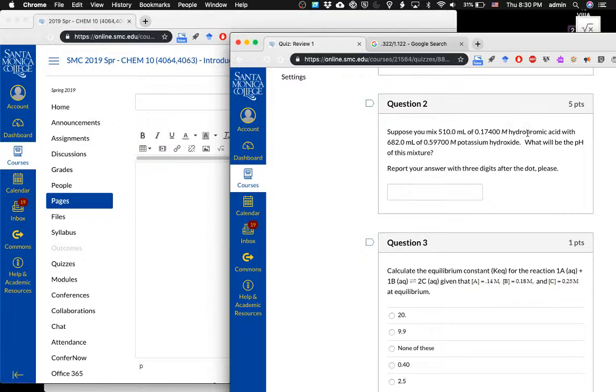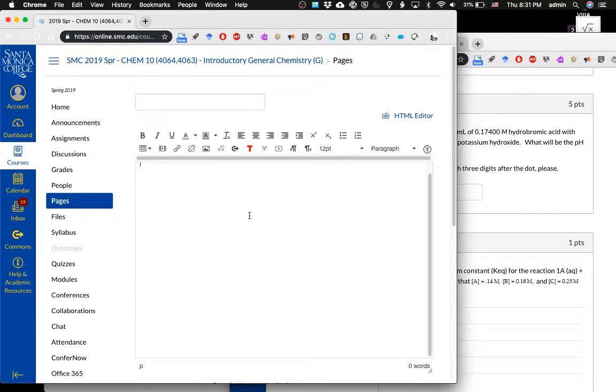Suppose you mix blah blah blah with blah blah blah. Oh, there are 2 different chemicals here, and we want the pH. So since there are 2 different chemicals, I know I'm going to need a chemical equation. So let me make this nice and big. Hydrobromic acid and potassium hydroxide. This is a double displacement reaction, so you make HOH and KBr. Oh, it's already balanced.